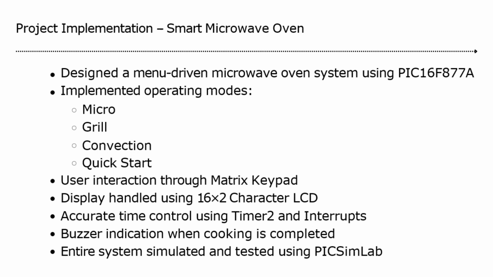The convection mode. In convection mode, the preheating is simulated. The user enters the cooking time. The system runs accordingly. Quick start mode starts immediately. It uses a default time, useful for fast heating. When the time reaches 0, the operation stops. The buzzer turns on and the LCD shows a completion message. This makes the system user friendly.